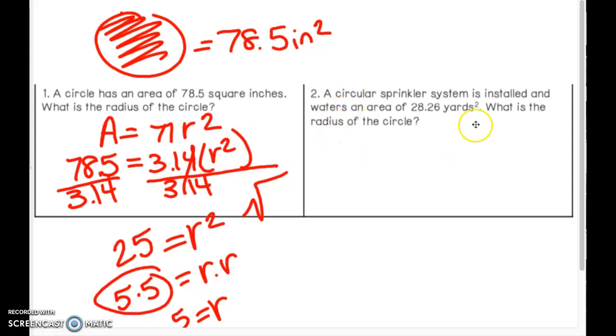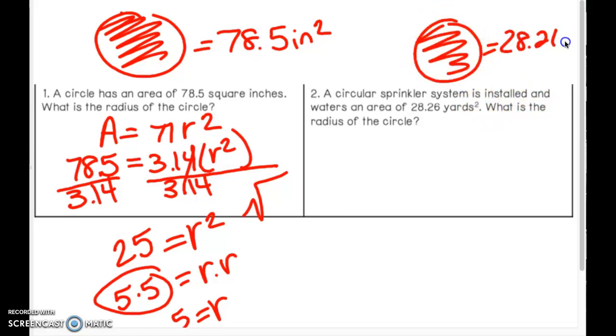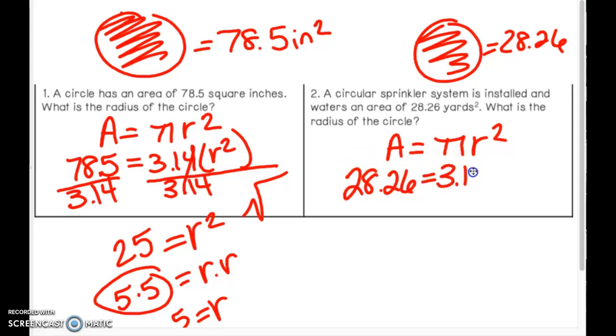Number 2, we have a circular sprinkler system in the yard. This one has an area of 28.26. So we're going to use the same formula, pi r squared. Area goes in place of the A. 3.14 in place of pi.